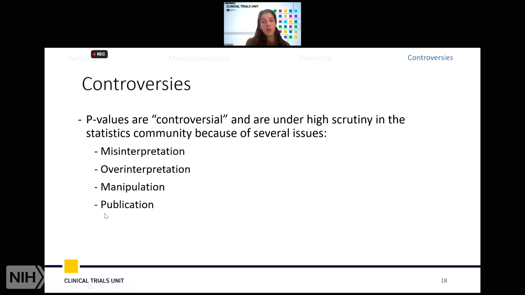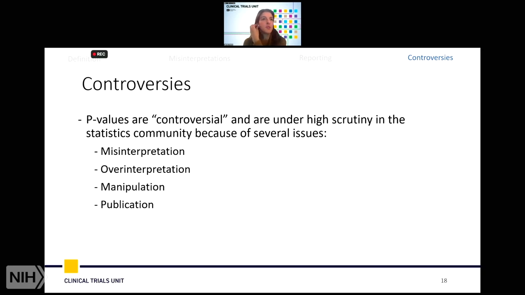And the last reason that I want to talk about for why they're under high scrutiny is the relationship that p-values have to the publication process and how they're viewed in the literature, specifically how they're viewed by editors, how a significant finding really drives publication. And so I want to talk about that as well.